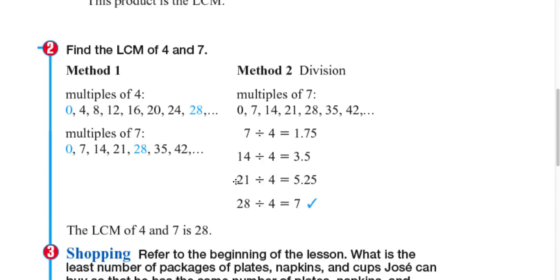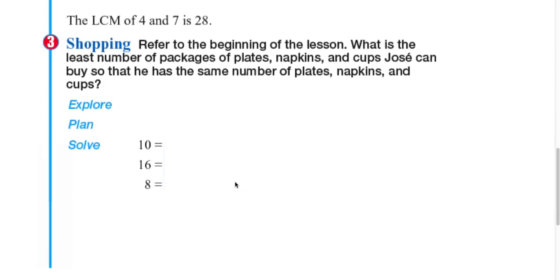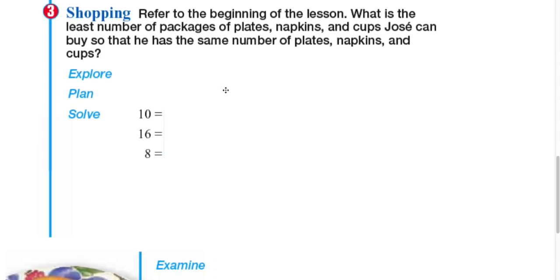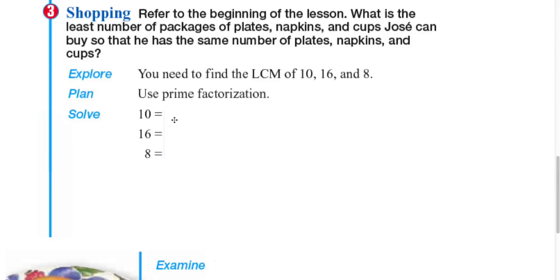Let's take a look at method 3 in example 3. Refer to the beginning of the lesson. What is the least number of packages of plates, napkins, and cups Jose can buy so that he has the same number of plates, napkins, and cups? So let's use the 4-step plan. First, you need to find the LCM of 10, 16, and 8. Then we need to use prime factorization.